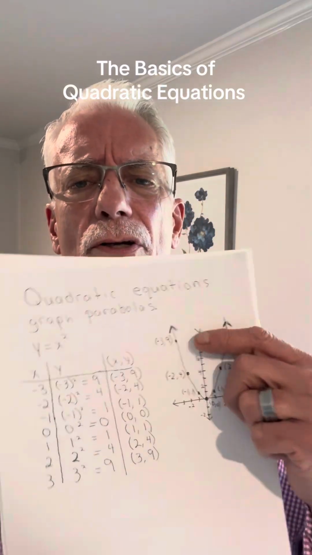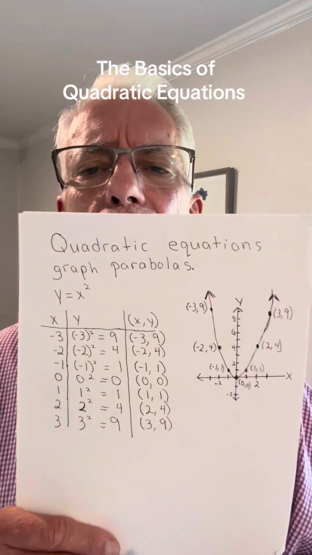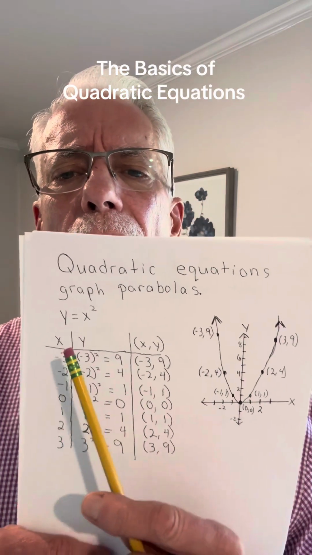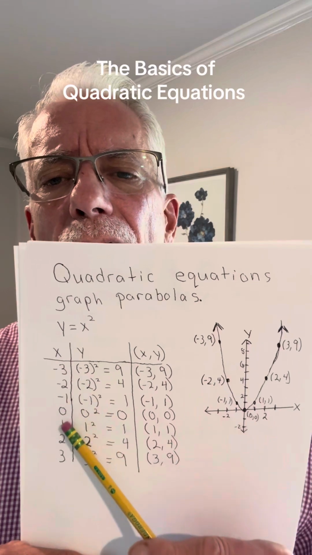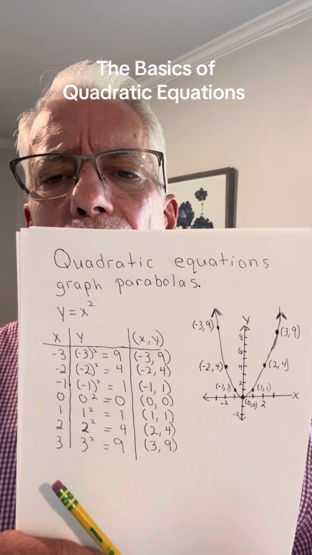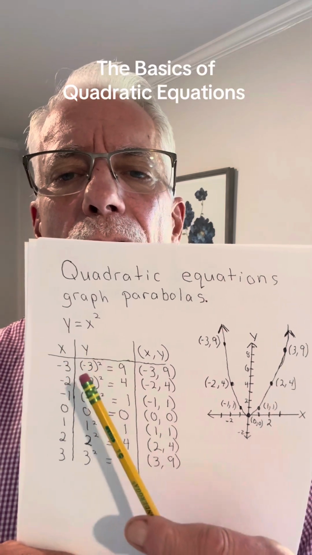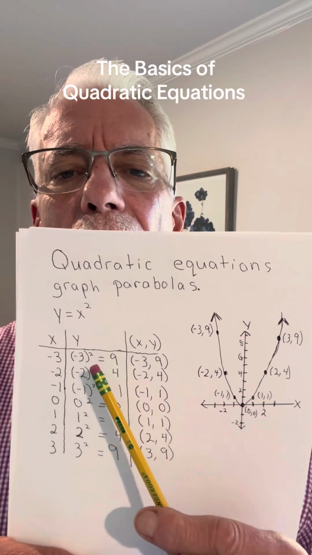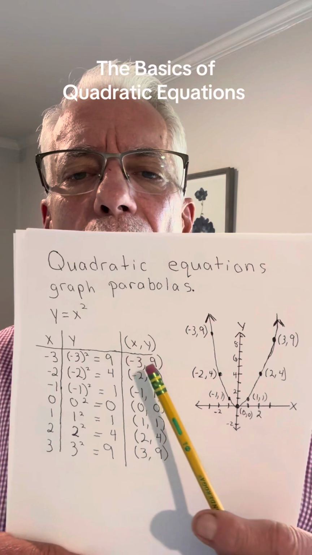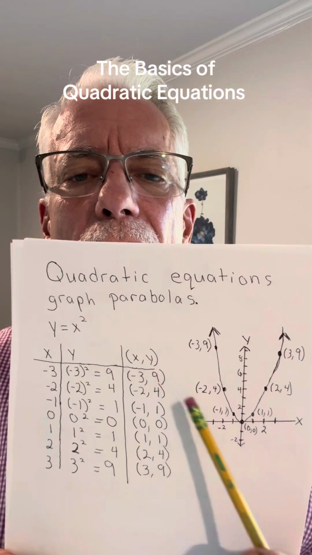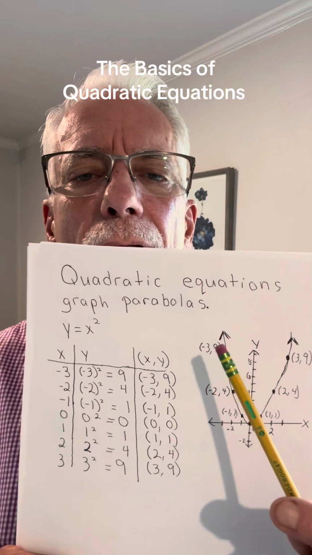I'm going to show you the most basic. This is called the parent graph, y equals x squared. So I did these x values, -3, -2, -1, 0, 1, 2, 3, and I'm squaring them to get my y value. So -3 squared is -3 times -3, which is +9. So we're going to graph -3, 9. So over 3 up 9.